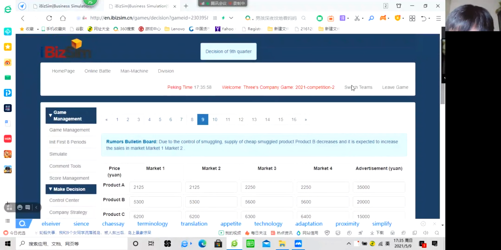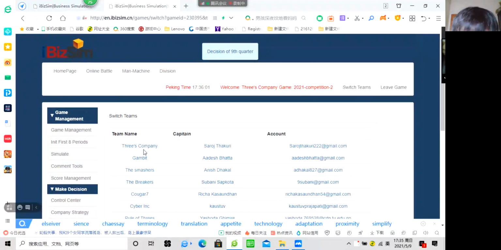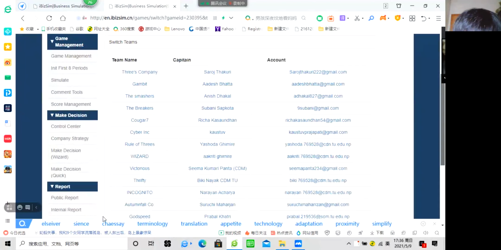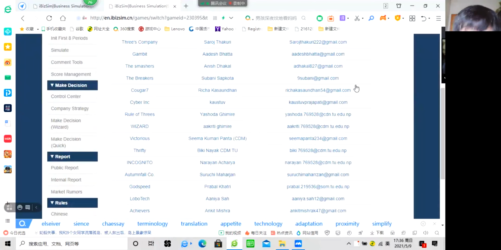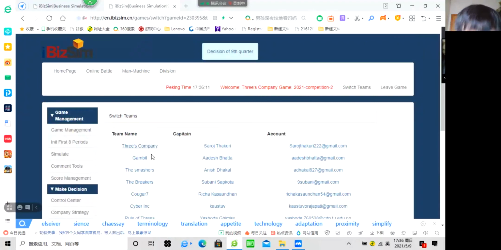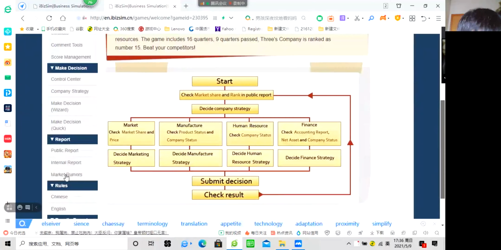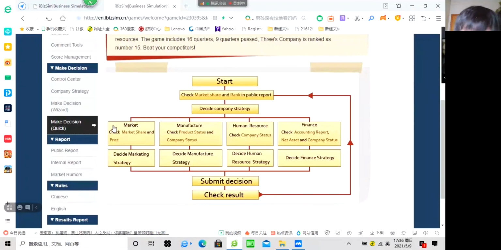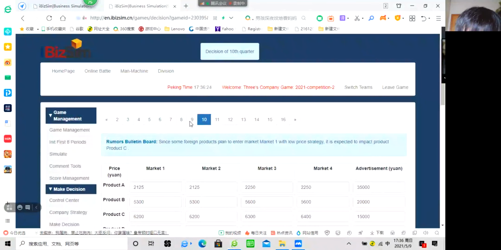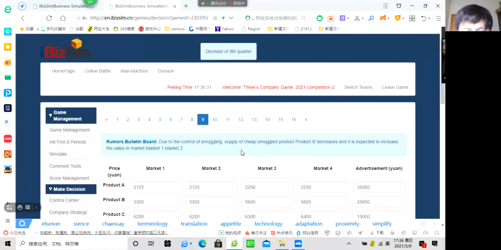Everything is the same: three companies, capital companies, all the companies have the same condition. Why do we have the same condition? Because that's a given condition. So that means for each company in our competition room, your previous competitions are totally the same.